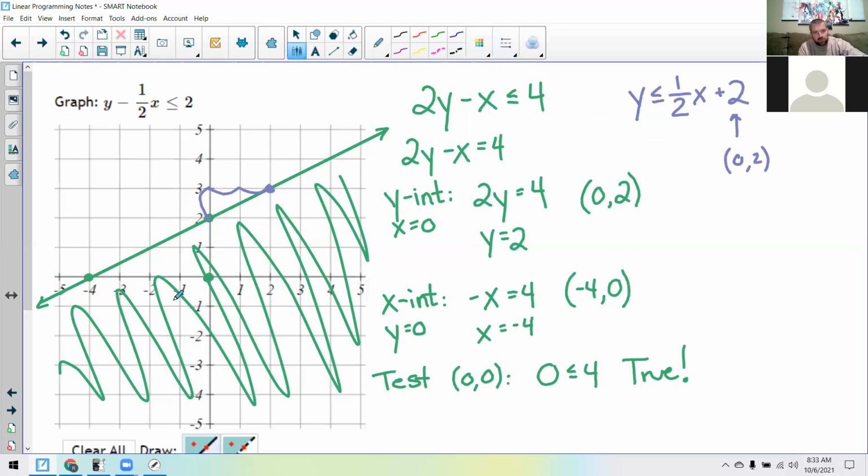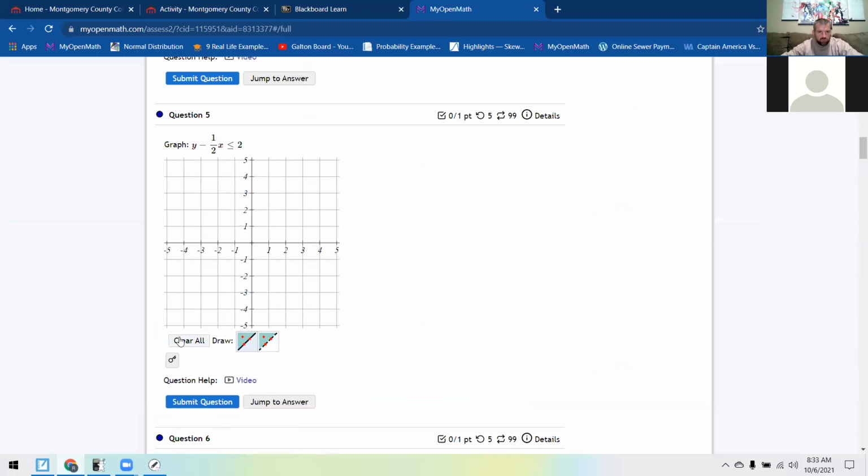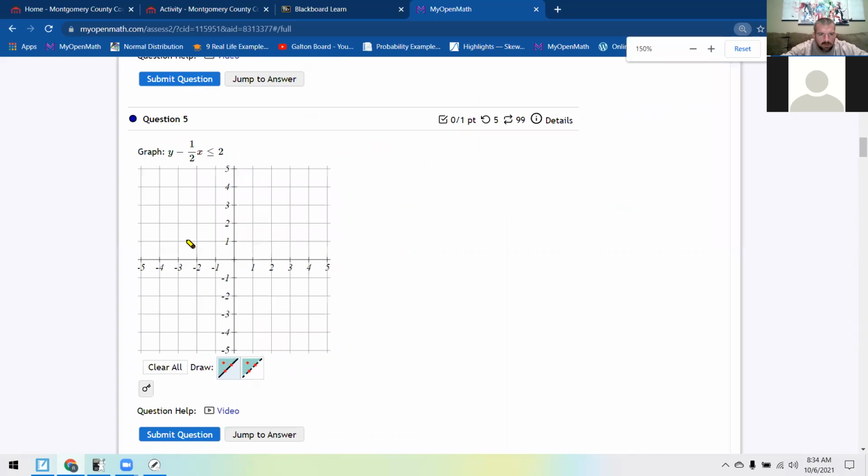Okay, so I have to translate this to my MyOpenMath. I'm going from (-4, 0) to (0, 2), and I'm shading below it. How do I do that? Let's go back up and find that one I just did. Right here. So the first thing I do is select solid or dotted line. We said it was a solid line. And our line goes from (-4, 0). Let me make this a little bigger.